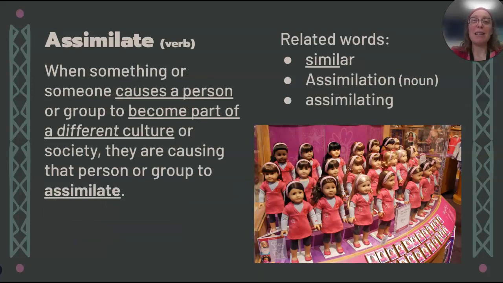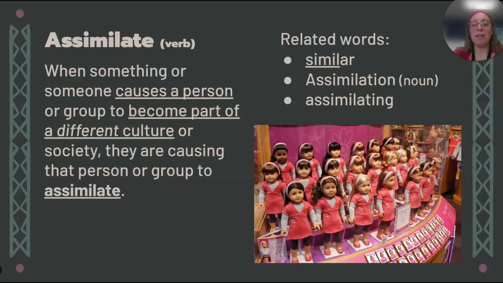The next word is assimilate. You'll see this in your vocabulary or in the reading as both assimilate, a verb, and assimilation, which adds an ending in ION, and that is a noun then. And you might also see assimilating. So a related word to assimilate, you'll see in the middle of assimilate is the SIMIL, which is the same as similar. So assimilate means to become similar. When something or someone causes a person or group to become part of a different culture or society, they are causing that person or group to assimilate.